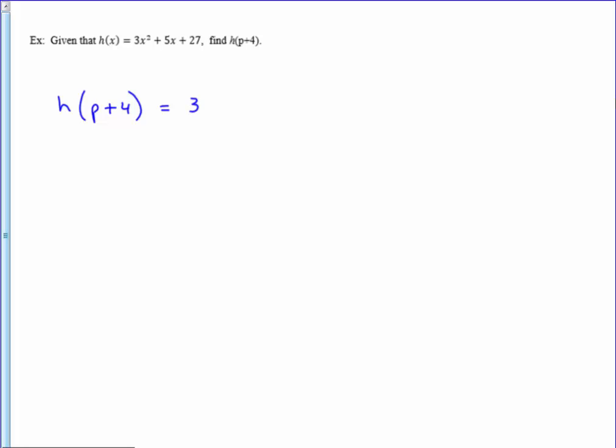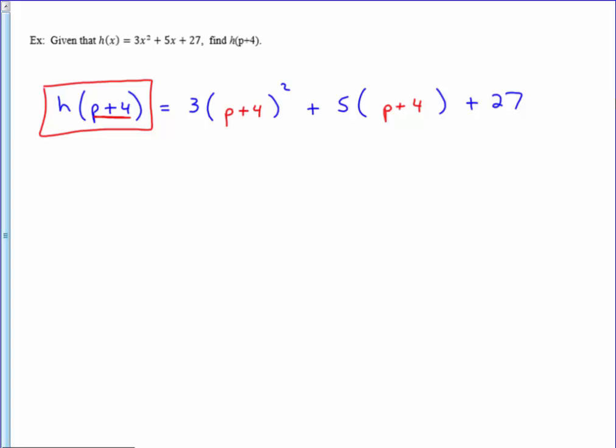I will use my trick for starting my problem, and that is where the x's were originally, put sets of parentheses. So in other words, my original function looked like 3 times something squared plus 5 times something plus 27. And then in place of those blanks, I'll put the p plus 4. This makes it easier to understand, easier to see. From this point, we remember that this is just the name of the function, and then on the right-hand side, it's our job to simplify the right side out.